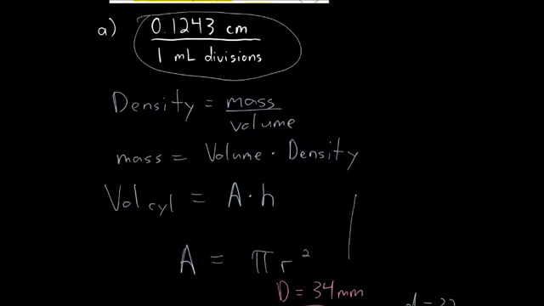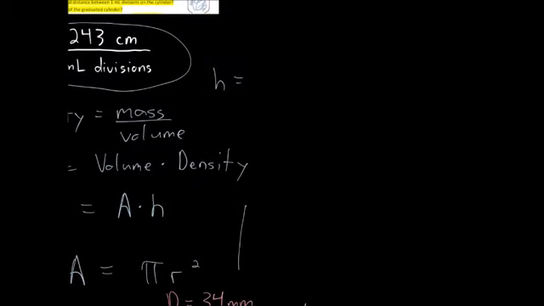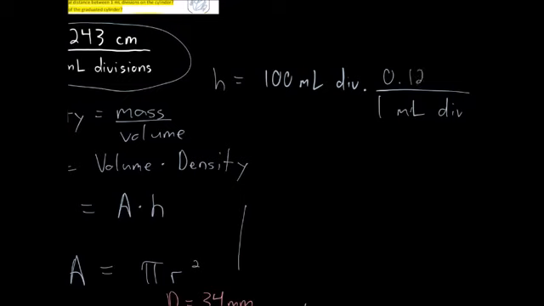So to get our height, let me scroll more to the right to get more space. The height equals 100 milliliter divisions. We have that many for how tall it is. You can multiply it for every 1 milliliter division, we have 0.1243 centimeter, and we would get our height to be 12.43 centimeters.